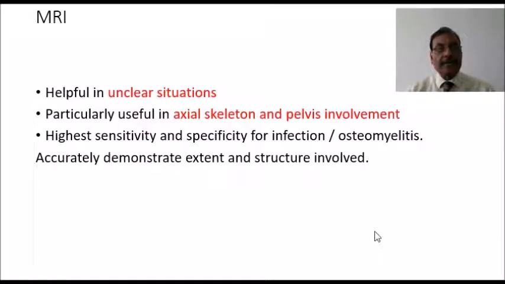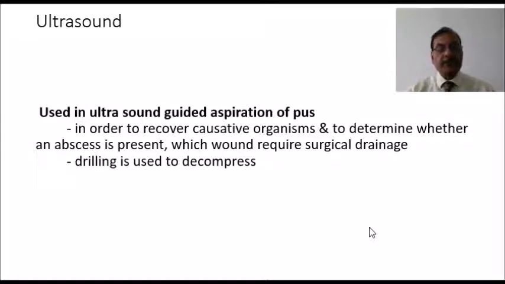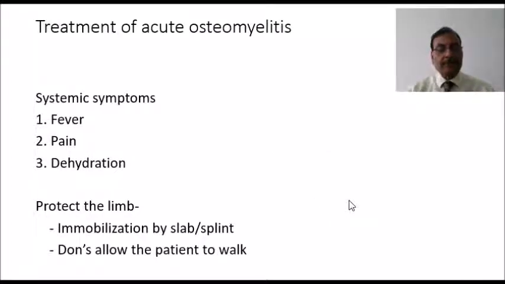MRI is helpful in unclear situations and especially in adults where the vertebrae are affected. Plain X-ray may not show all the findings that we want for diagnosing acute osteomyelitis. The 3-phase bone scintigraphy is done especially for multiple lesions. Ultrasound is used for aspiration of the pus, where it can give a good guide to put the needle at the exact site. Now let us come to the treatment.